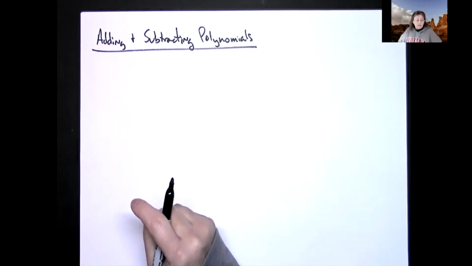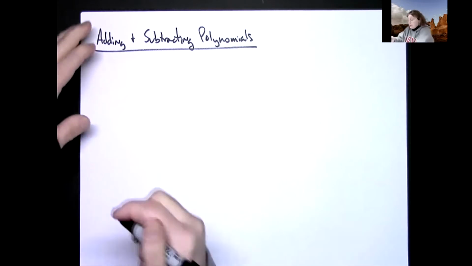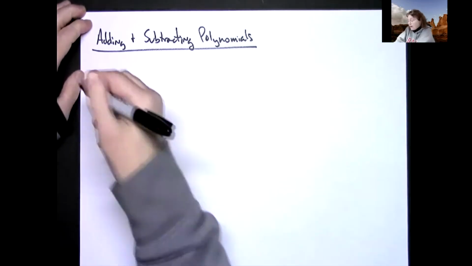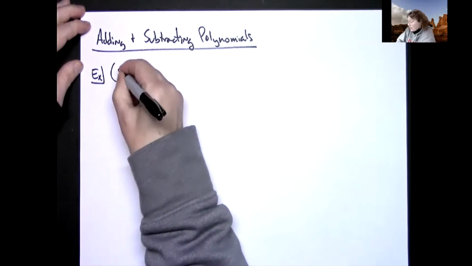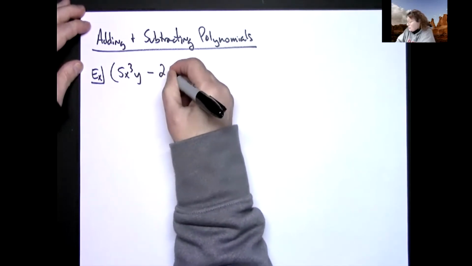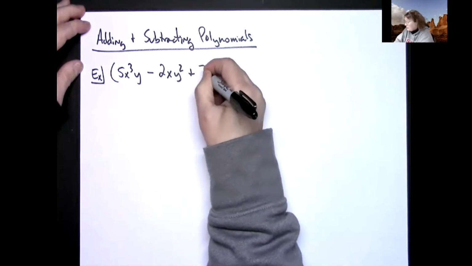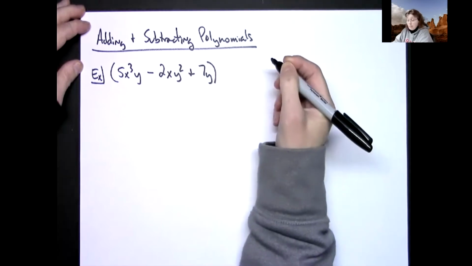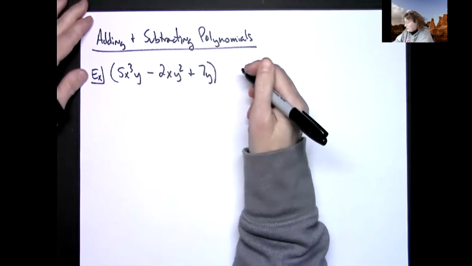Okay, now obviously there could be straightforward, easy ones, or because it's college algebra, they can step it up a little bit and make the problems a little bit more challenging than normal. So let's start out with an easy one and then work our way up. You might see a problem like 5x to the third y minus 2xy squared plus 7y. If I'm adding and subtracting polynomials, you would have parentheses around that to indicate that that's a polynomial.